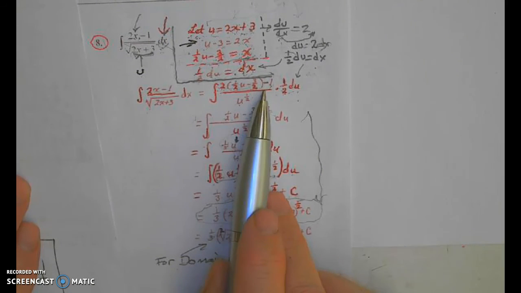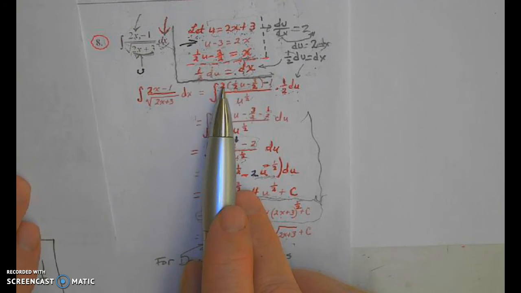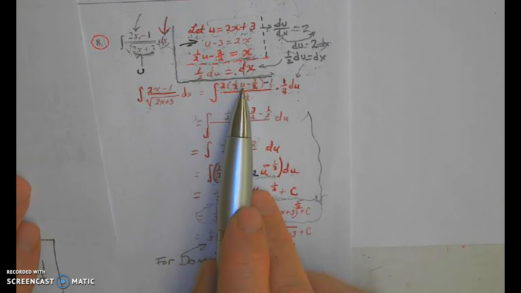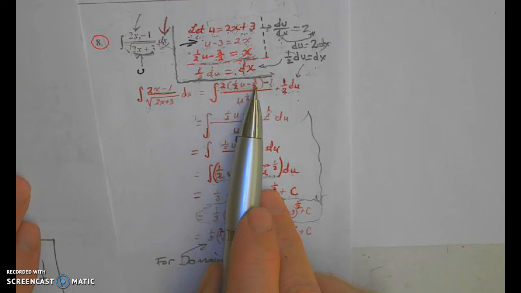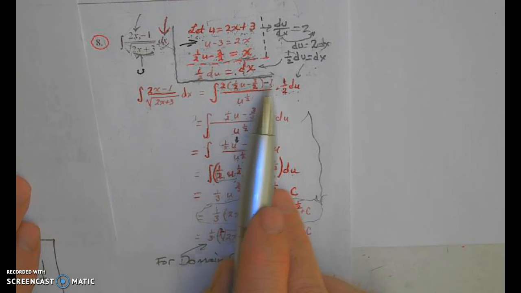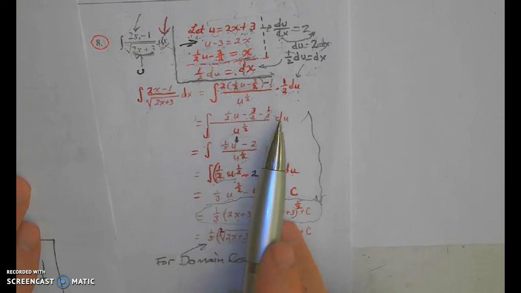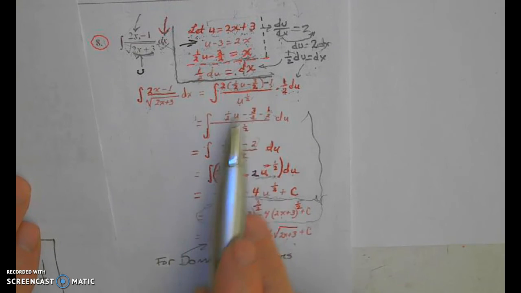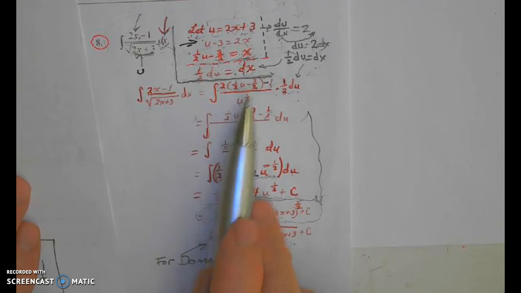And then I look at it and say, let's clean it up. 2 times 1/2 u is just u. 2 times negative 3/2 is just negative 3. Negative 3 minus 1 is going to be a negative 4. And then I divide u to the 1/2 into those terms.